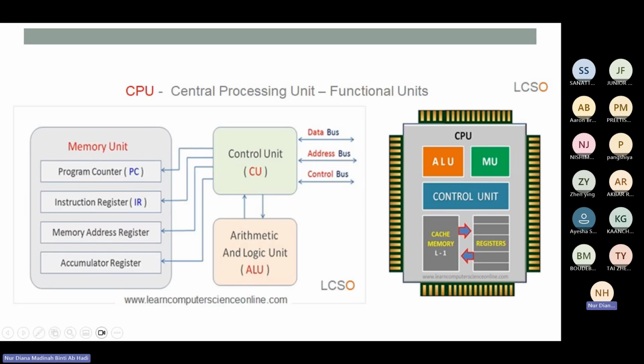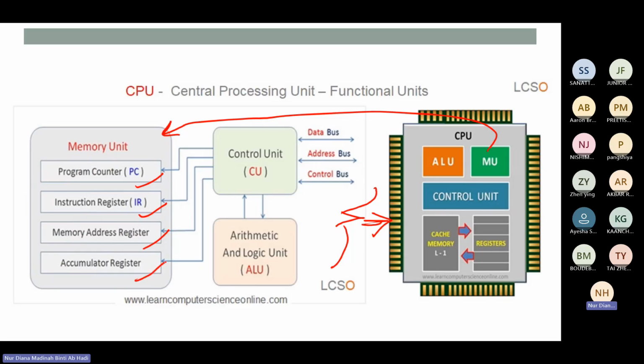So next, CPU is a central processing unit where all of them are functional units. So this one is, what we said, a simpler illustration for you to understand. This one is the zoom in of your chip picture. So inside your memory unit, this MU is your memory unit, you're going to have your PC, IR, MAR, and ER.